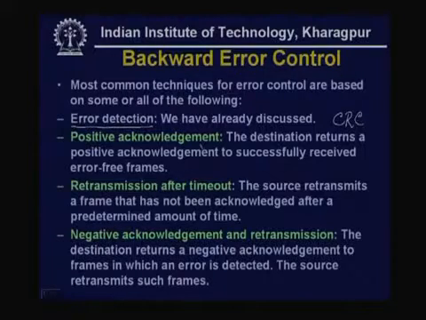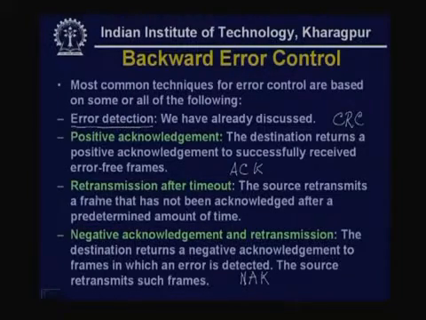Then it will use the concept of positive acknowledgement. The destination returns a positive acknowledgement to successfully received error free frames. That is usually represented by ACK. On the other hand, there can be negative acknowledgement. The destination returns a negative acknowledgement to frames in which error is detected. The source retransmits such frames. So, whenever the acknowledgement comes in the form of negative acknowledgement, then the sender has to retransmit the frame.